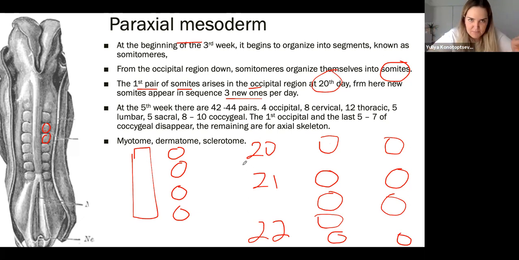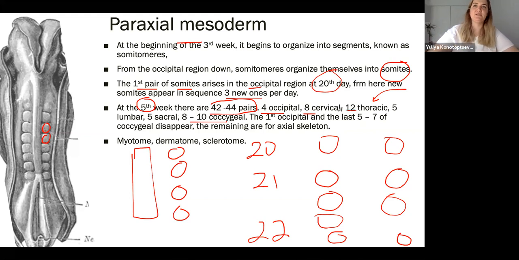You're done making pairs by the 5th week. You have made 42 to 44 pairs of somites. Out of those pairs, you're going to see that 4 are occipital, 8 are cervical, 12 thoracic, 5 lumbar, 5 sacral, 8 to 10 coccygeal. Does it look familiar? That's your future vertebrae. Yeah, so that's your future vertebrae right here.